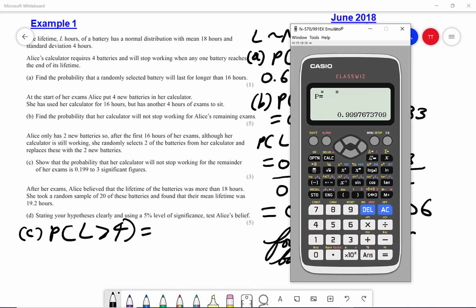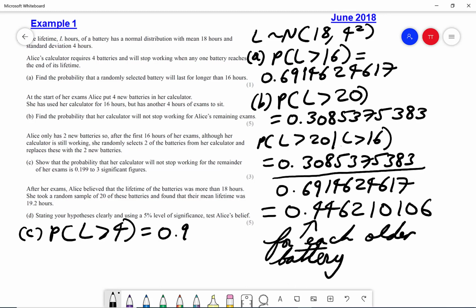And that will give me 0.99767, so we get 0.999767 and so on. So we want 2 new batteries and 2 older batteries. So we've got to do 0.997 and so on squared, because there's 2 new batteries, which means times in probability.